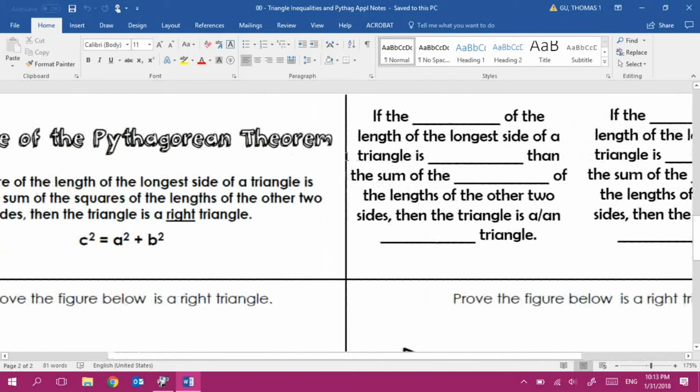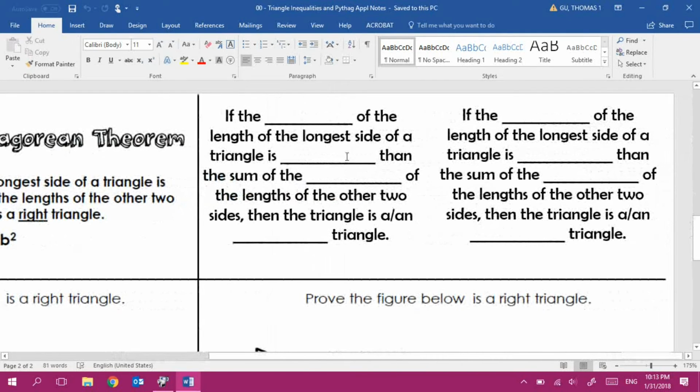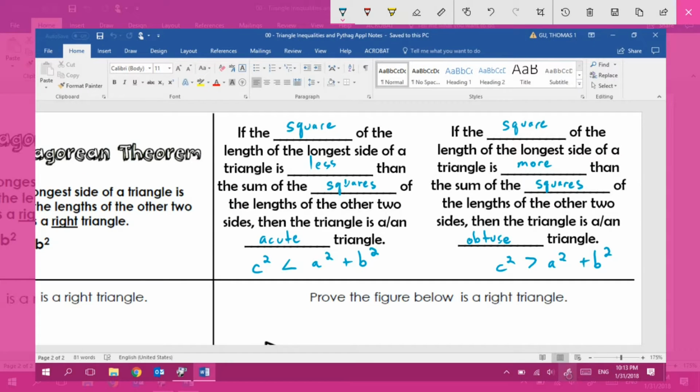But now let's take a look at two other cases. Now look, if the square of the length of the longest side of a triangle is less than the sum of the squares of the lengths of the other two sides, then the triangle is an acute triangle. So that says if c squared is less than a squared plus b squared, then it's going to be an acute triangle, a cute little triangle.